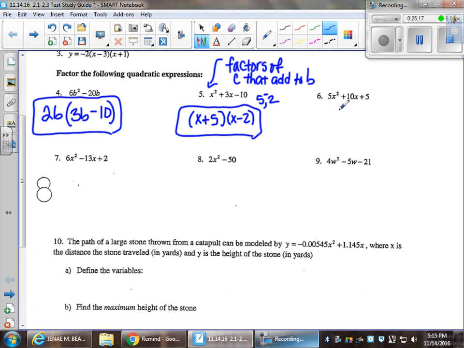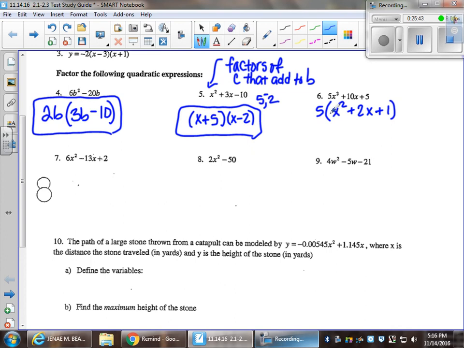Number 6, 5x squared plus 10x plus 5. The very first thing when I see a is not 1, I think, GCF? Maybe? Let's see. 5, 10, and 5. What can you factor out? I hope everybody is saying 5, because you're right. I can factor out a 5. Factoring out a 5 leaves x squared plus 2x plus 1. And now I'll just pay attention to inside.